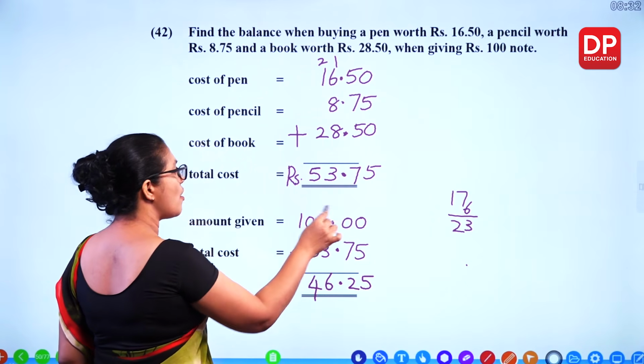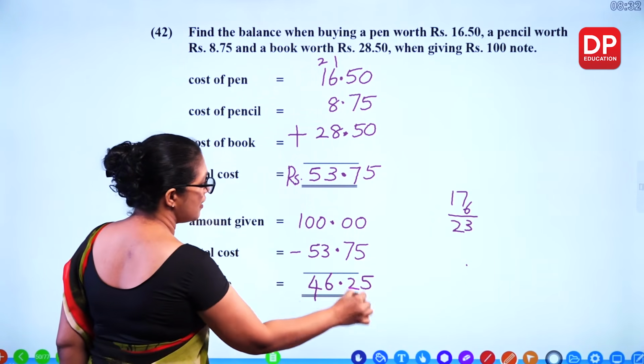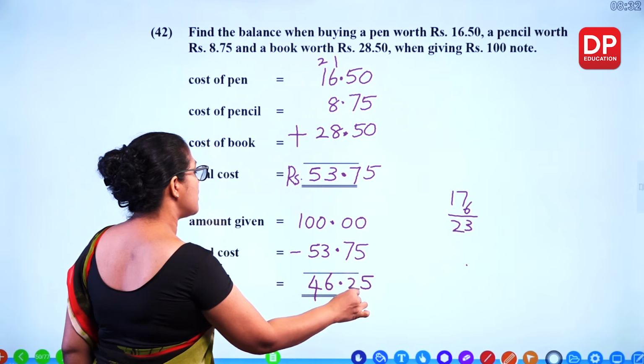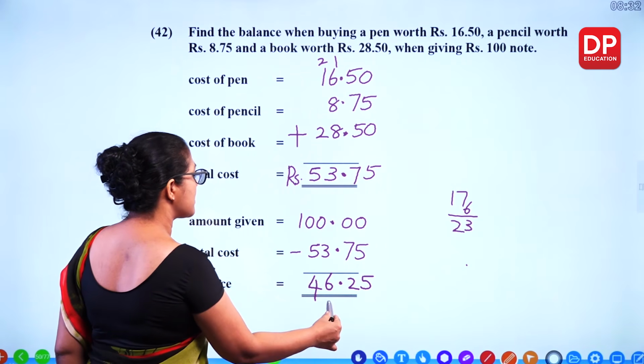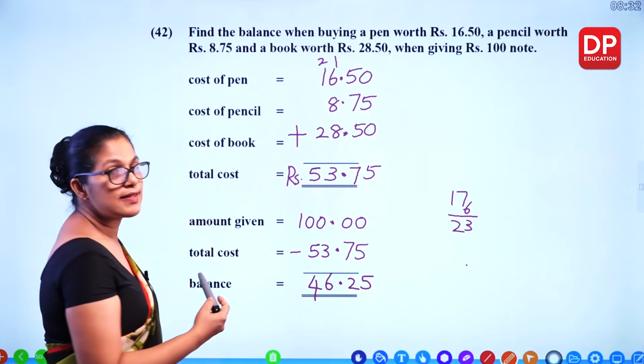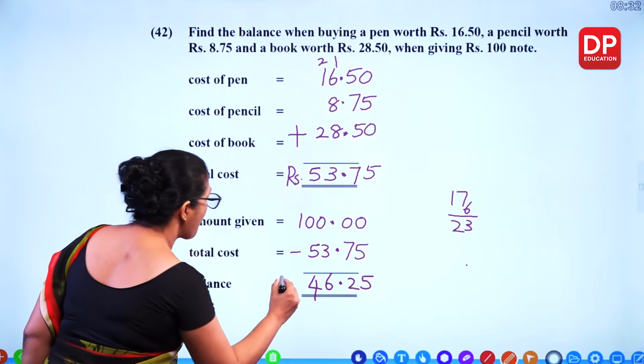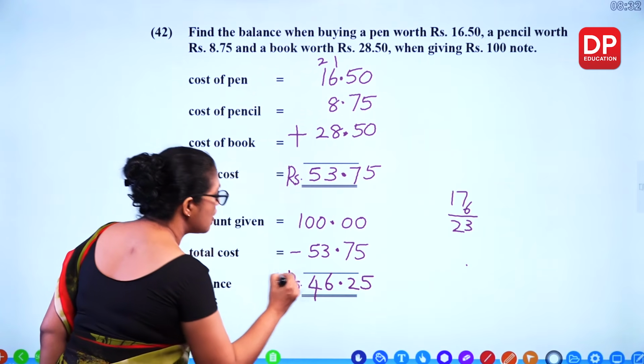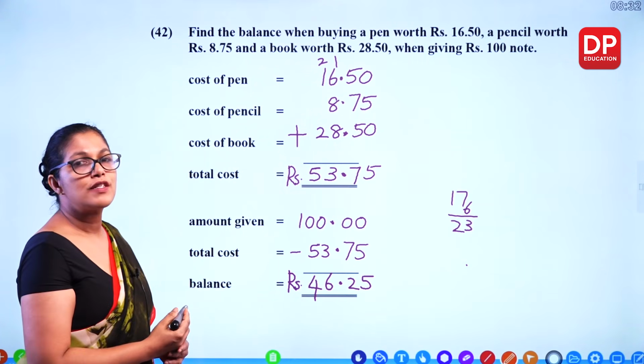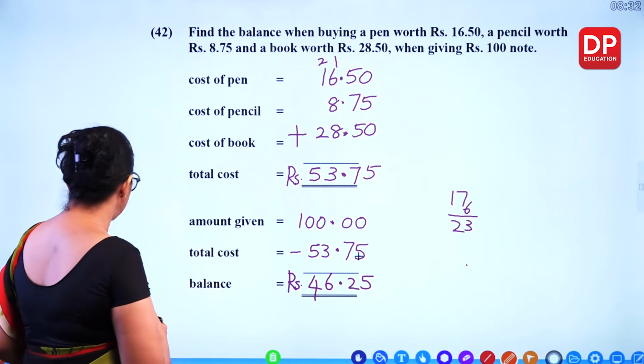So when you add it, you need to get 100. Check it. So here 0, 0. And when you take it, that's 10, 10. So that's the answer. So what's the balance? 46 rupees and 25 cents.